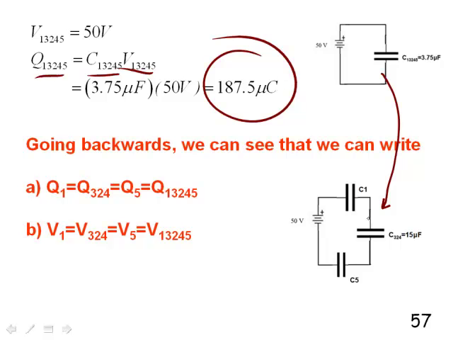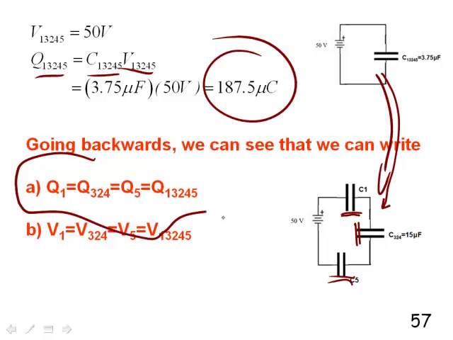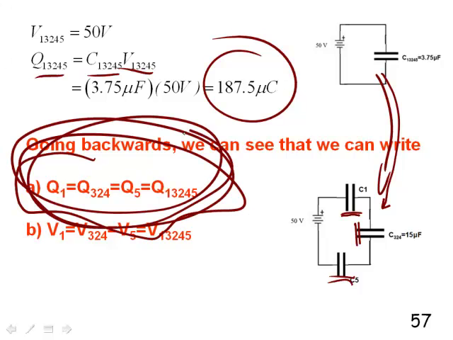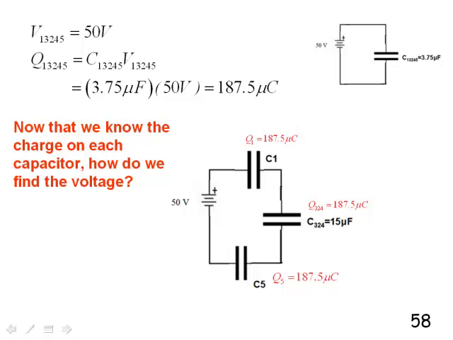So will we say that the voltage on each one of these elements is the same, or will we say that the charge on each one of those elements is the same when we go backwards? Well, you should say that since they're in series, the charge has to be the same. So I write the total charge Q13245 is equal to Q1 is equal to Q324 is equal to Q5. So then I made the charge on each one of those capacitors the same as my total charge. If they were all in parallel, I would have made the voltage on each one of them the same.